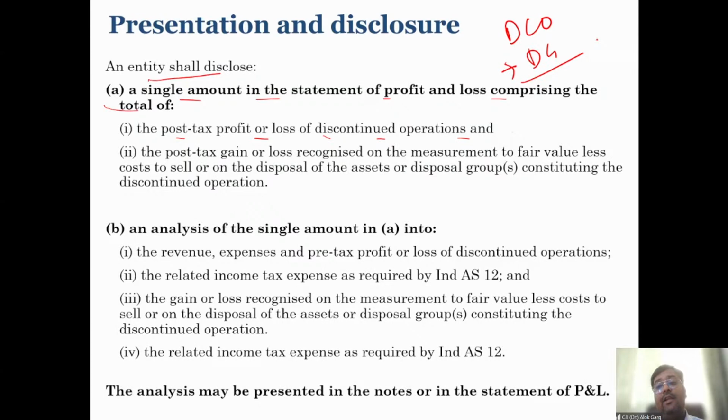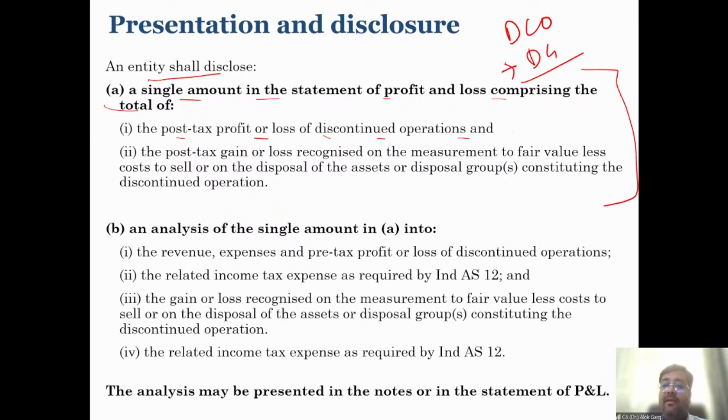So the standard says that you need to disclose post-tax profit or loss of discontinued operation, as I have shown you. Second, the post-tax, because if you are recognizing an impairment loss on the classification as HFS, and you are recognizing a loss or gain on the actual sale, it is having a tax impact also. So you have to disclose a separate line item saying that it is my gain or loss on account of classification as HFS or on account of actual sale of the disposal group, right? This is the first way of presenting the discontinued operation in the P&L.